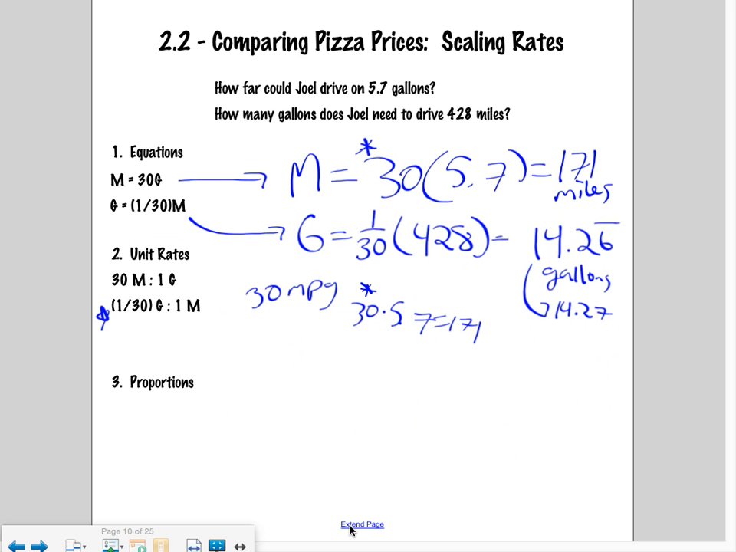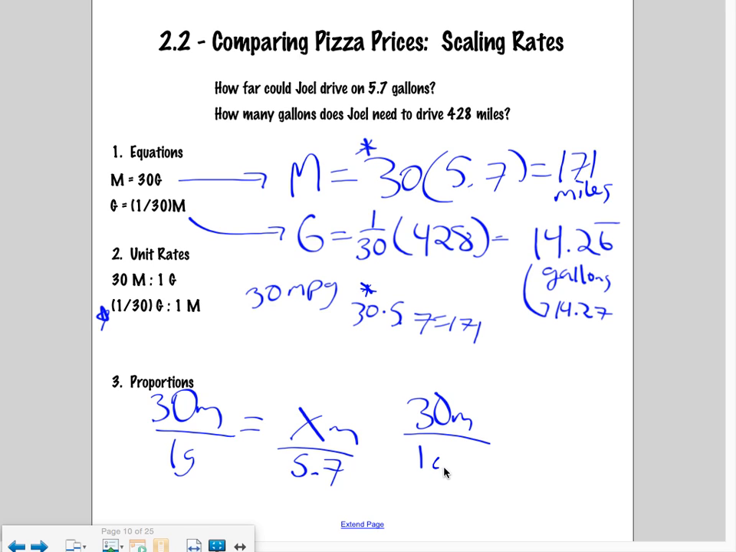So finally, we could set up a proportion. So if you know that he goes 30 miles in 1 gallon, he'll go X miles in 5.7 gallons. Likewise, if you know he goes 30 miles for 1 gallon, then in 428 miles, he will need X gallons, okay? So you can use equations, unit rates, proportions. We can also scale our rate table. So we have all these different strategies for solving problems like this.